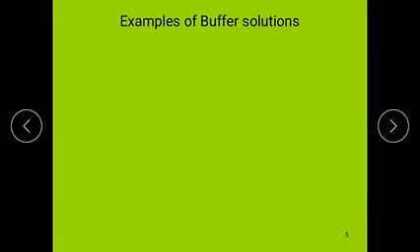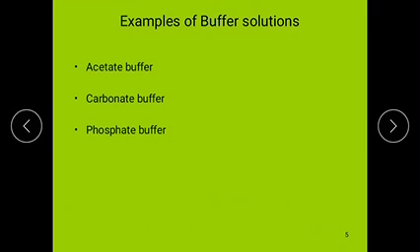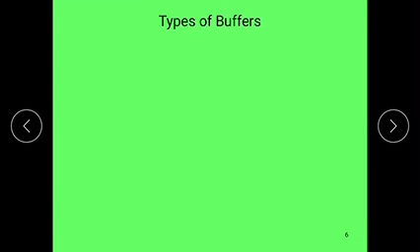Examples of buffer solutions are acetate buffer, carbonate buffer, phosphate buffer, and ammonia buffer. Next, let us discuss the types of buffer solution. These are two types: acidic buffer solution and basic buffer solution. What is an acidic buffer solution and how is it prepared? Now we have to discuss.